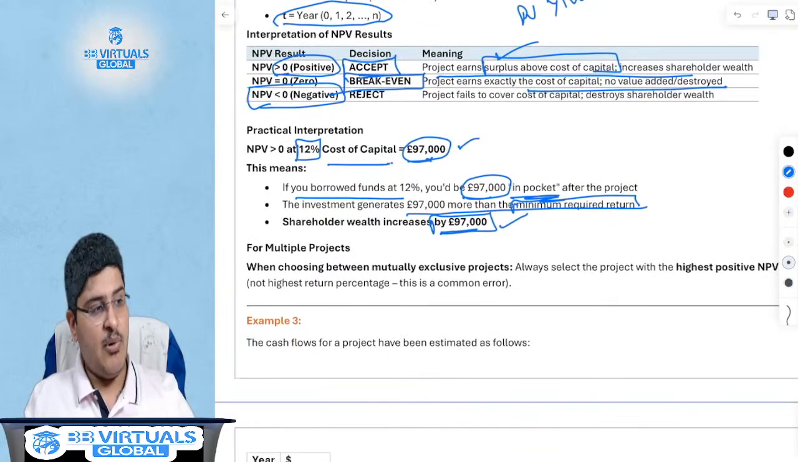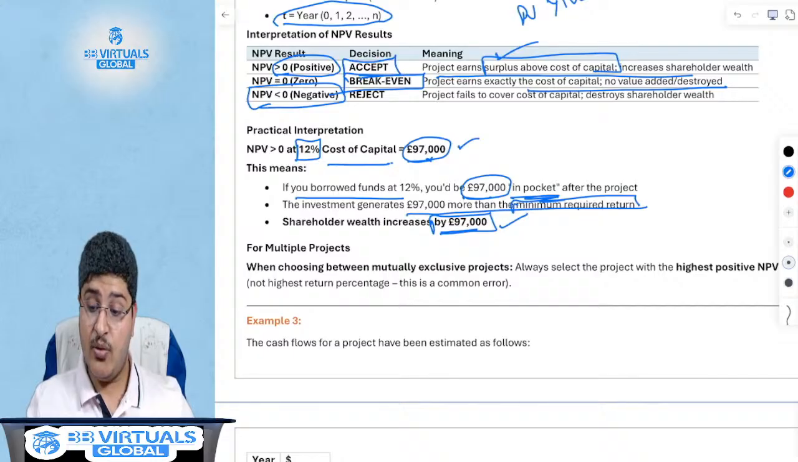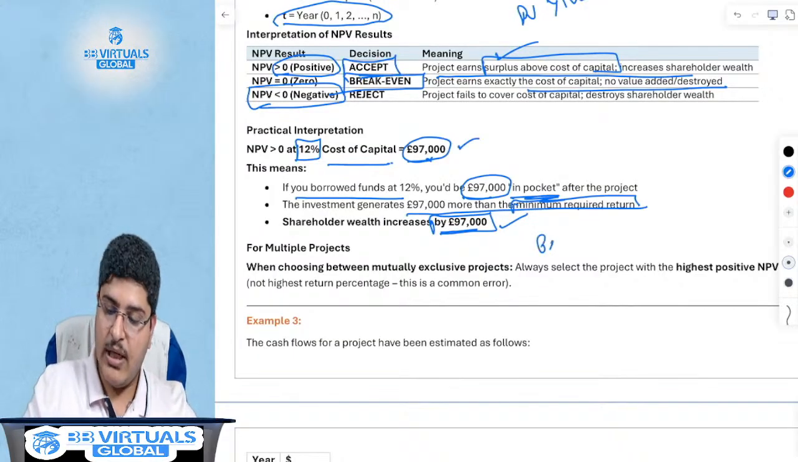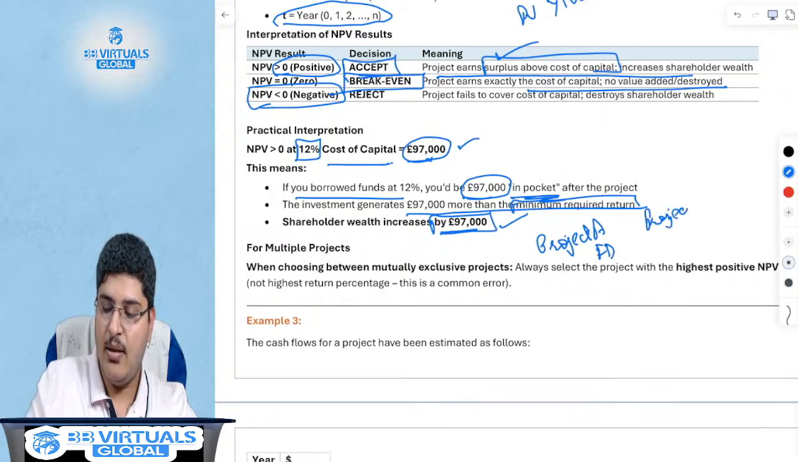For multiple projects, when you have to decide whether to choose project A or project B, in our example, project A is FD and project B is mutual fund.